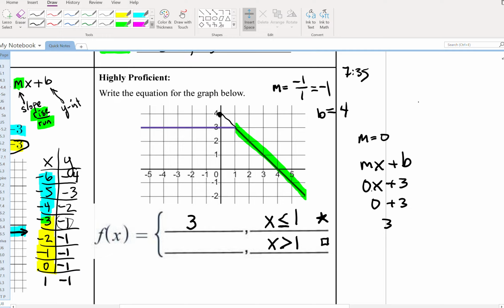So if I want to write this, I would write y equals mx plus b. m is -1, x plus 4. I usually am not going to write that 1. So this is going to be -x plus 4. Down here, -x plus 4. And that's what this looks like.